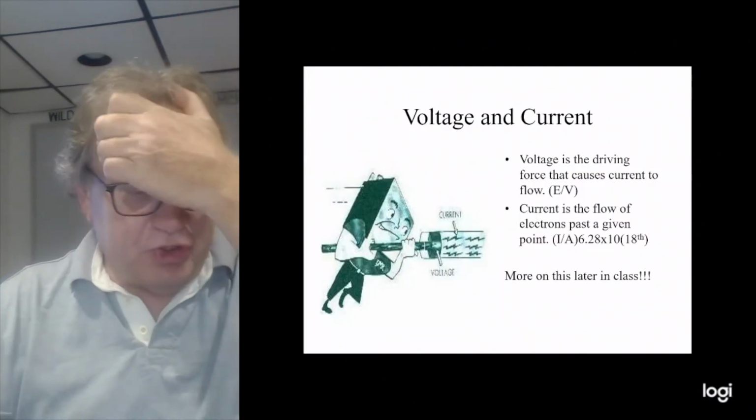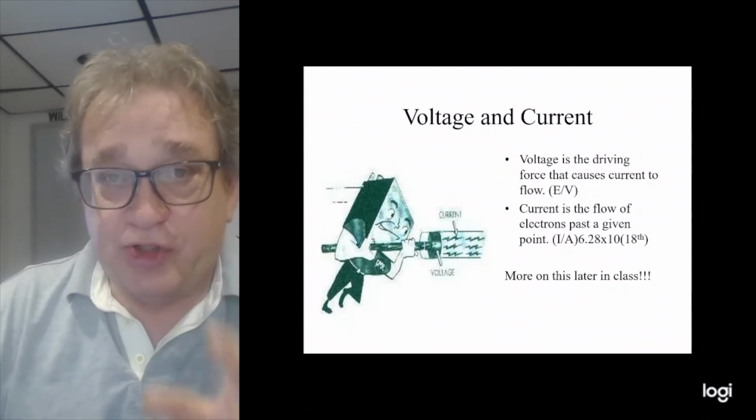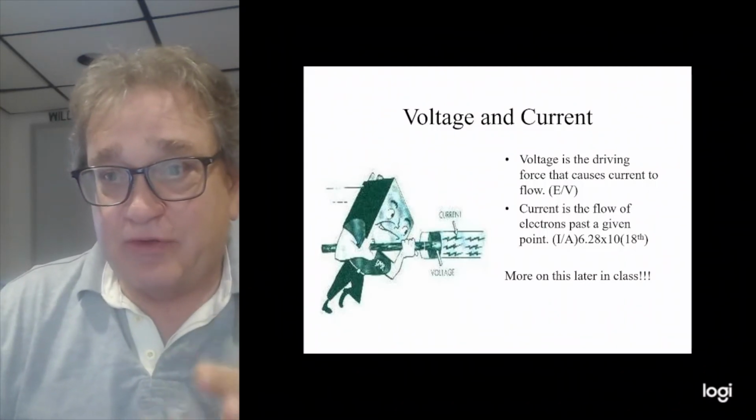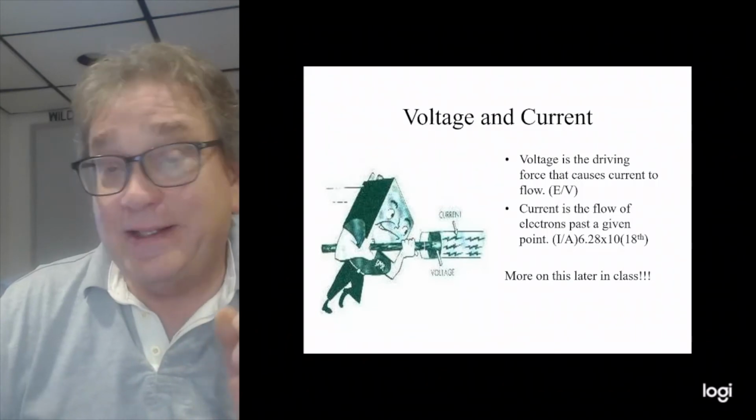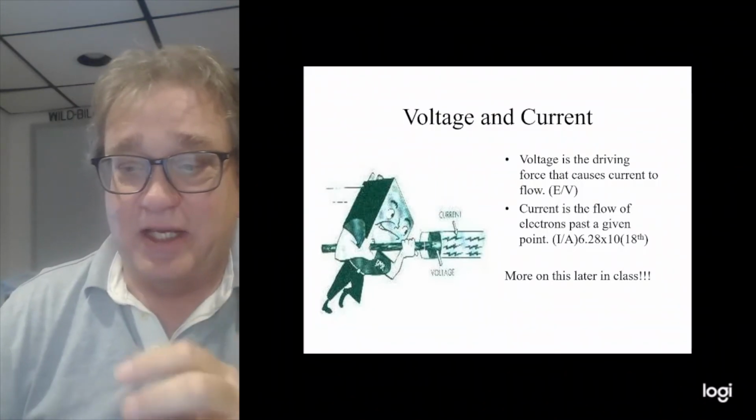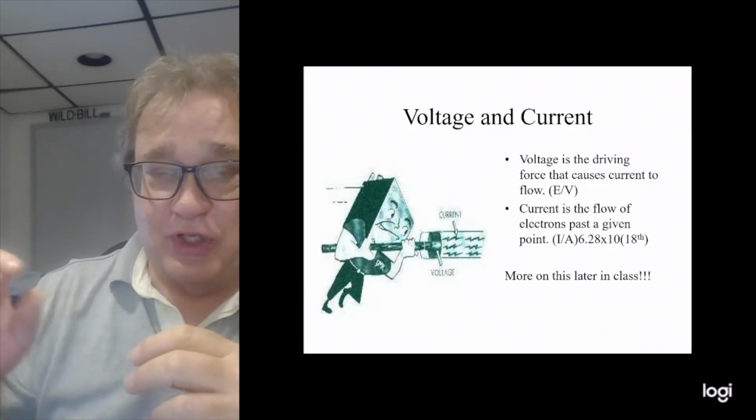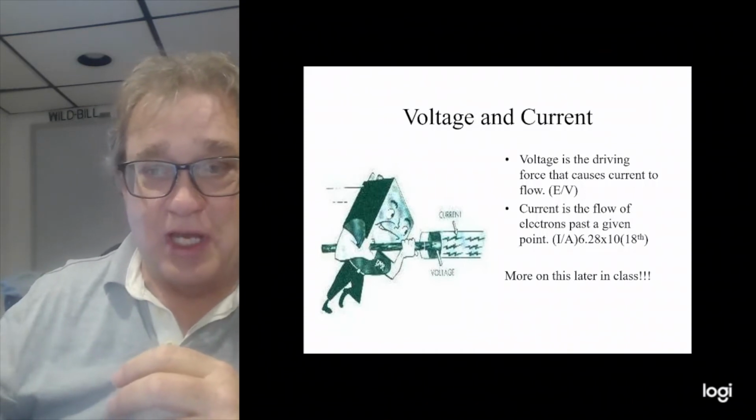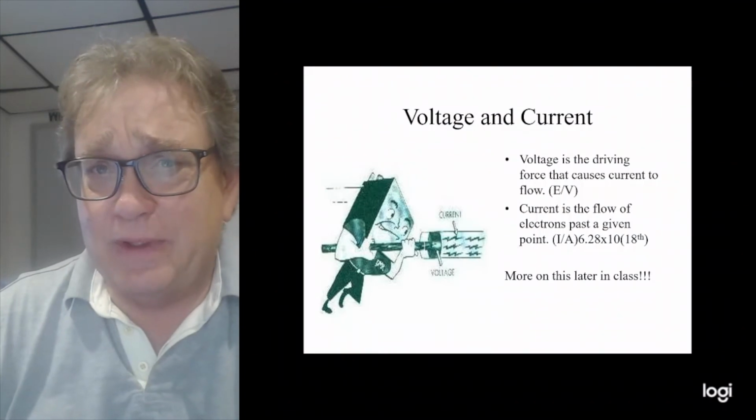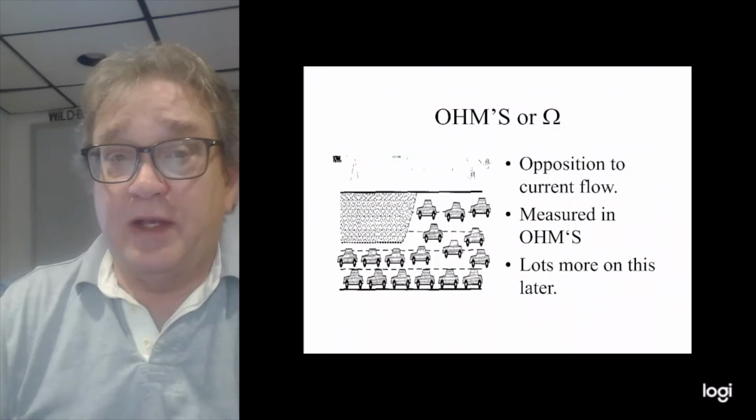All right. Voltage and current. Voltage is the driving force. It's the pressure behind it. Okay? Current flow is the amount of electrons flowing past a certain point. And that number is 6.28 times 10 to the 18th. If you get scientific notation, that means there's 18 zeros on the back of the 6.28. We okay? I'm going to talk about this when we get into class. More on this later.